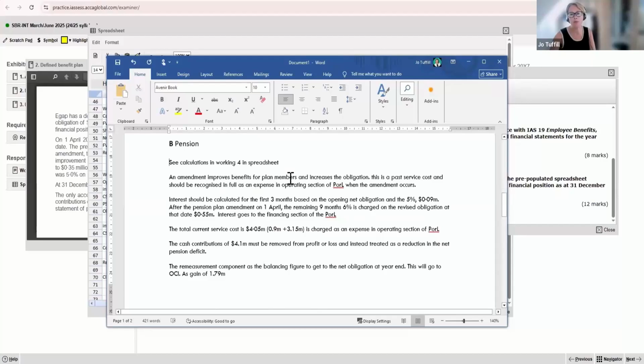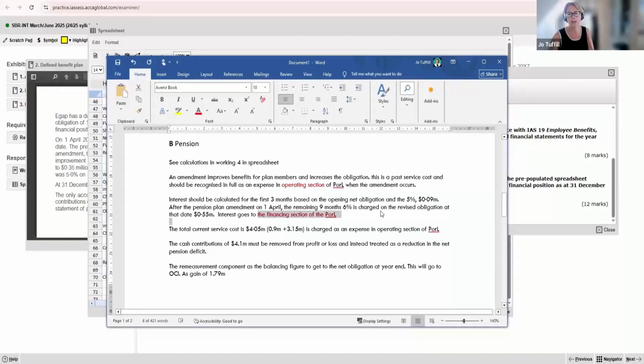And then the amendment improves the plan for members and increases the obligation. This is a past service cost and should be recognised as a full expense in the P&L when the amendment occurs. Notice I put operating section of the P&L. Interest should be calculated for the first 3 months based on the opening net obligation, and I've put in the value. After the pension plan amendment, the remaining 9 months is 6 months discharged from the revised, put in the value. Interest goes to the financing part.